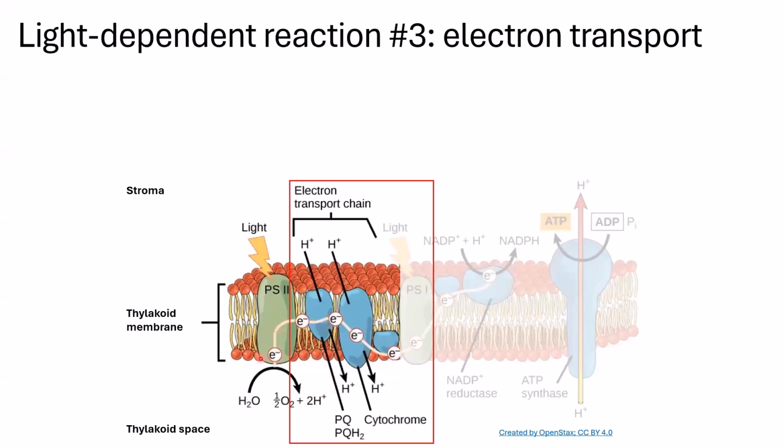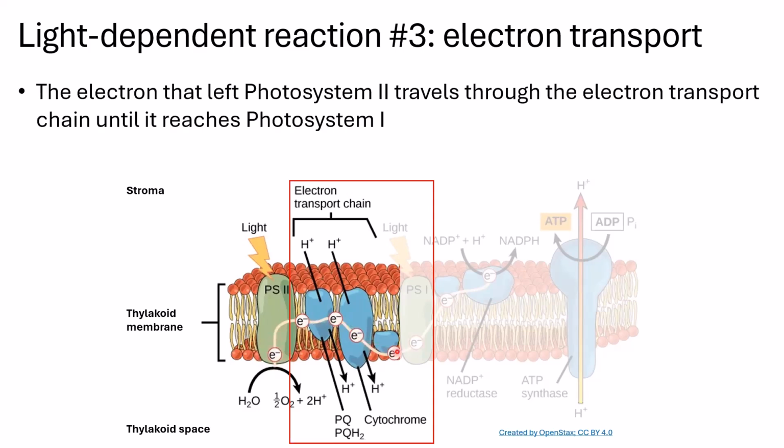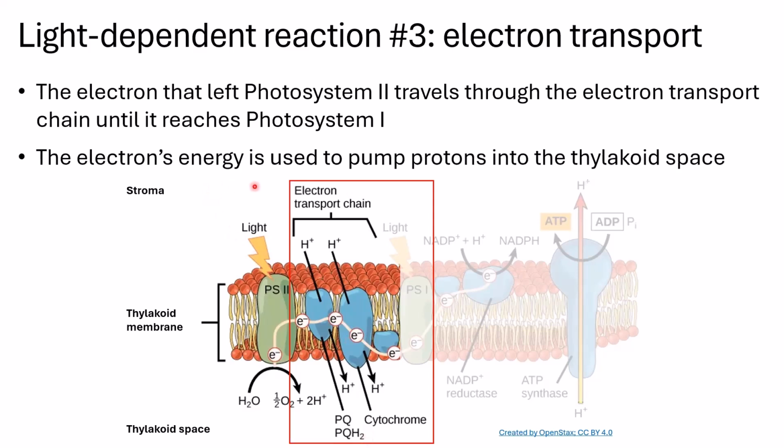Meanwhile, the electron that left the chlorophyll in photosystem 2 begins traveling through the electron transport chain. The PQ here stands for plastoquinone, and it gets reduced to PQH2, plastoquinol. These are similar to the ubiquinone and ubiquinol seen in the cellular respiration electron transport chain. Also similar to the cellular respiration electron transport chain is that the electrons get passed through cytochrome. Furthermore, as the electron travels through the chain, it releases energy that allows for protons to be pumped into the thylakoid space, gradually returning to its original lower energy state in the process.